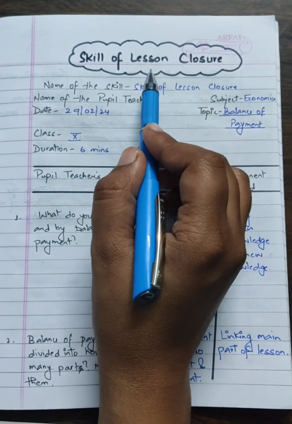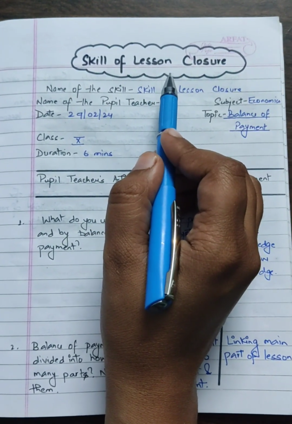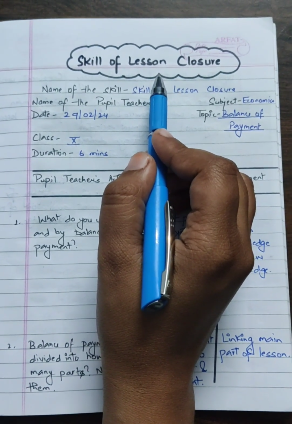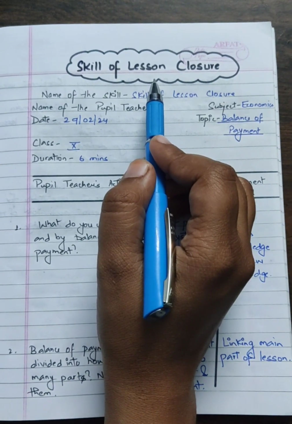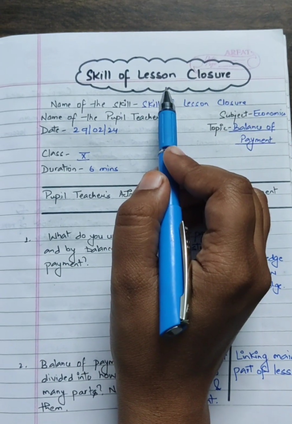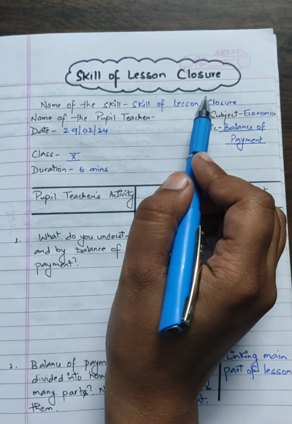Today we will be discussing micro lesson plan using skill of lesson closure. Lesson closure is done at the end of the teaching where the pupil teacher gives a summary of the lesson. It helps the pupil teacher to find out students who require additional support with the content.